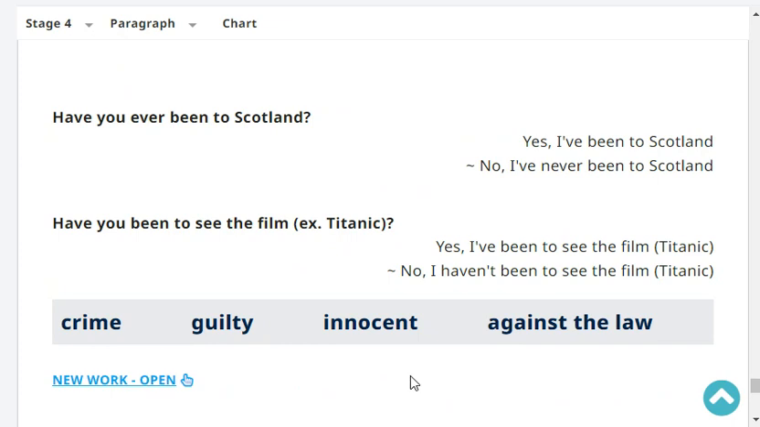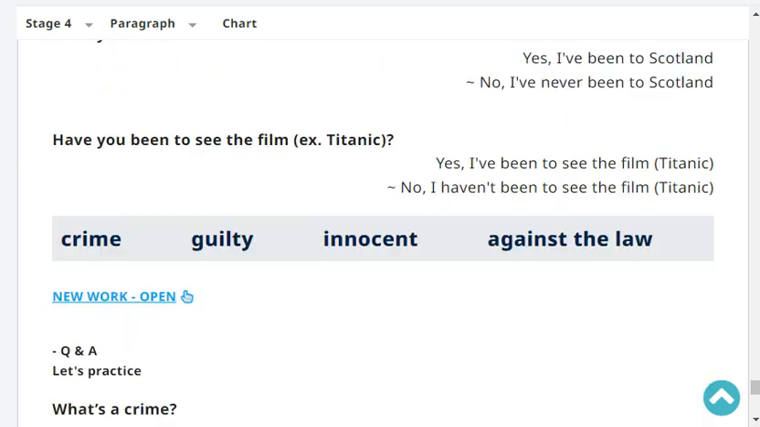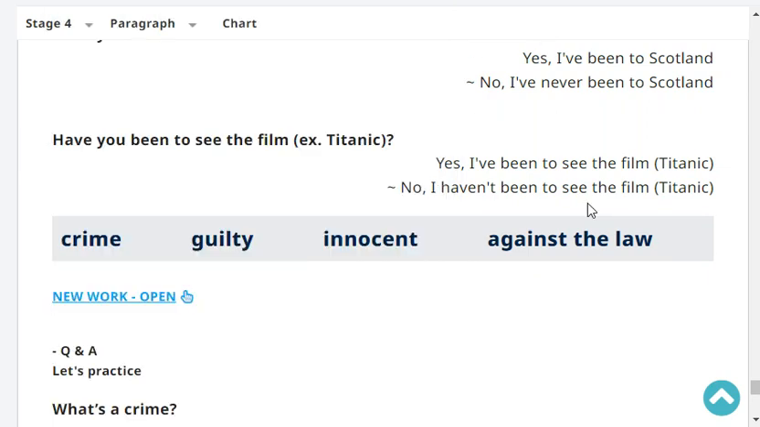Have you ever been to Scotland? Yes or no? No, I've never been to Scotland. Have you been to see the film Titanic? Yes or no? Yes, I've been to see the film Titanic. Very good.